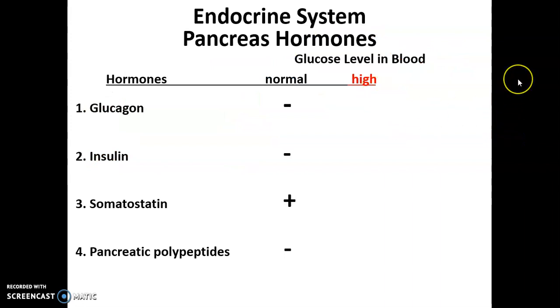All right, what hormones would be produced if glucose levels are high? There's a high level of glucose in the blood. Well, it would look something like this. The glucose levels are abnormal, so we would get pancreatic polypeptide produced, which then inhibits somatostatin, which then allows insulin to be released because of high levels of glucose.